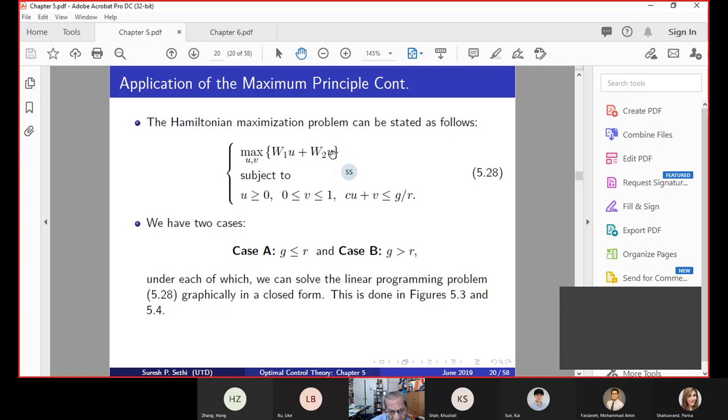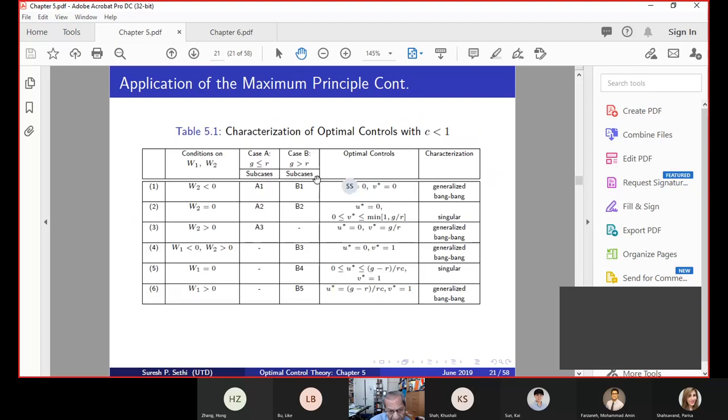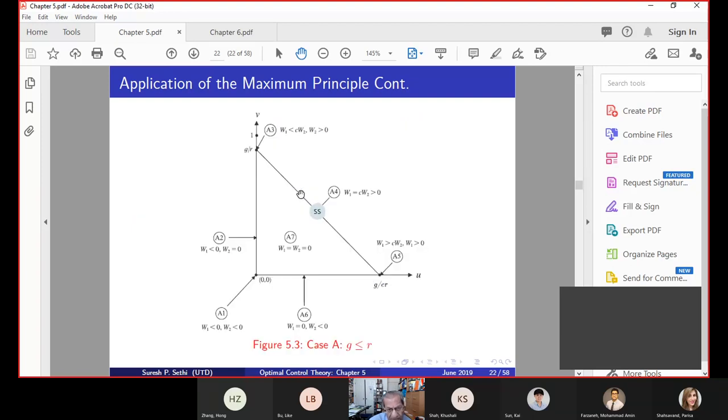A linear programming problem in two dimensions can be solved geometrically. You can write the constraints in a geometric situation, find a feasible solution, and then try to figure out how this particular quantity is maximized over this particular set. Okay, so before we go to this table, let's go to case A, where G is less than R.